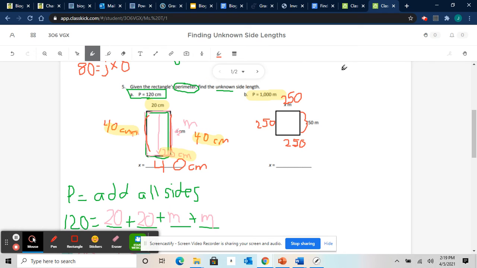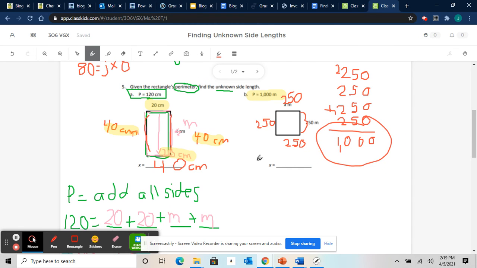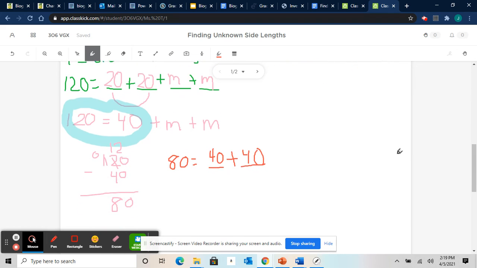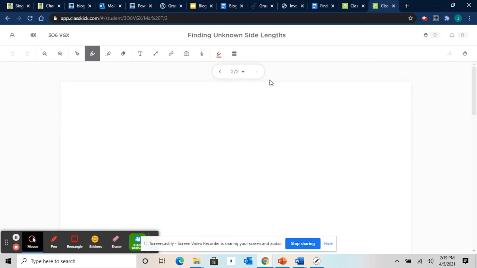Now let's just check that that's correct. So if it's correct, that means that when I add all four sides, I'm going to get a perimeter of 1,000 meters. So let's check that. All right. 0, 5, 10, 15, 20. Carry the 2. 2, 4, 6, 8, 10. Did I get 1,000? I sure did. So the missing piece here was 250 meters. All right. Let's go to the next part.